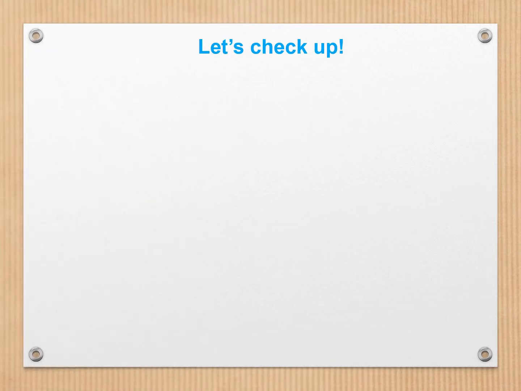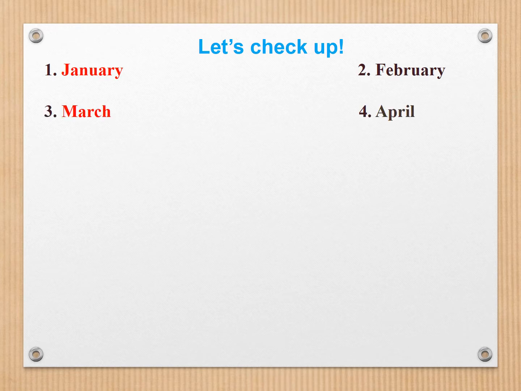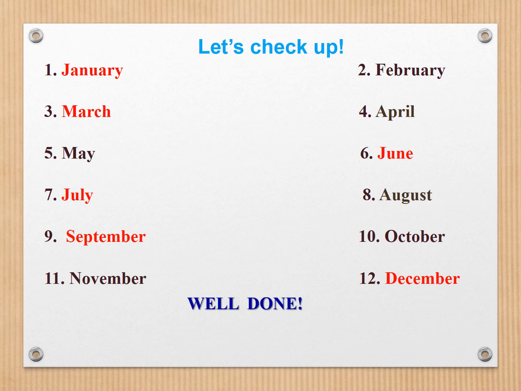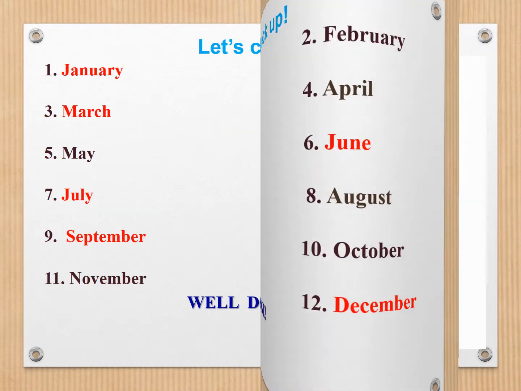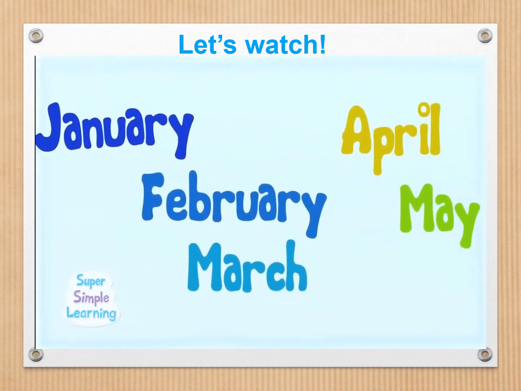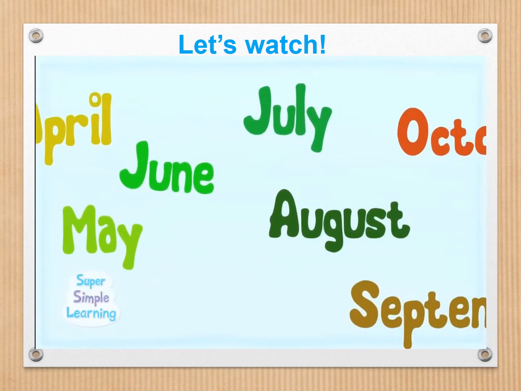Now let's check up. Our missing months are January, March, June, July, September, and December. Well done. Let's rest and consolidate our knowledge by months.